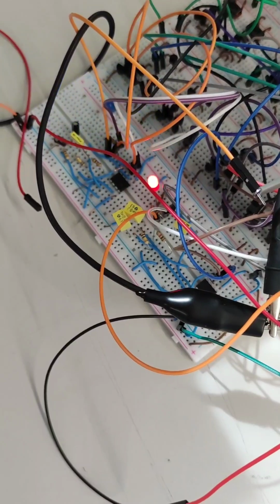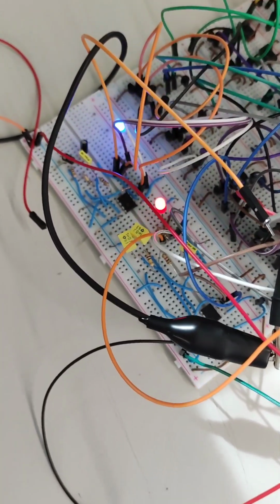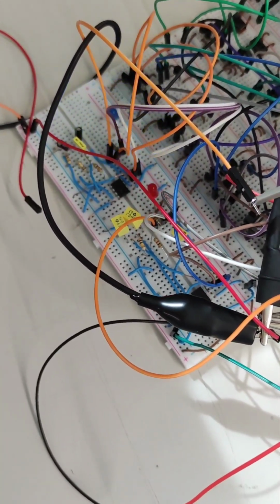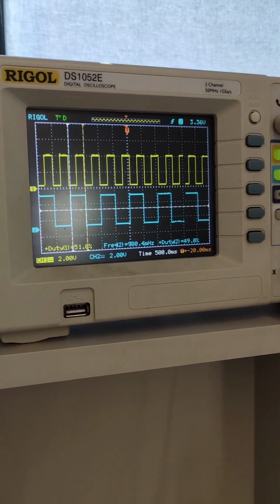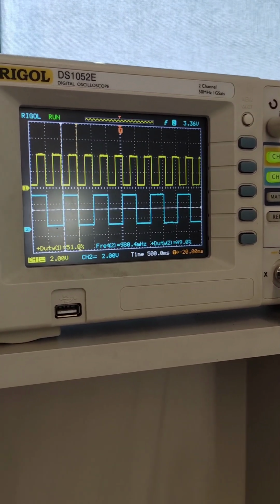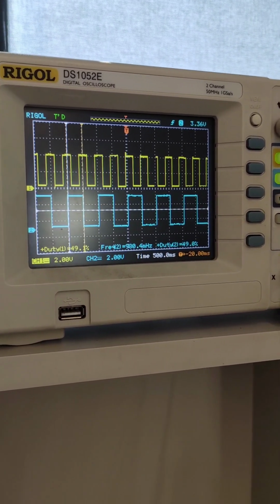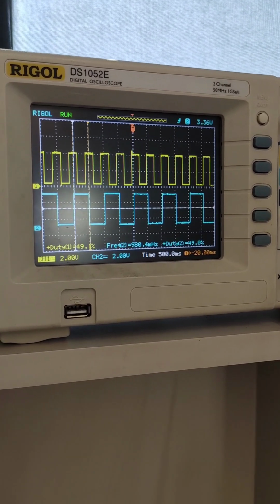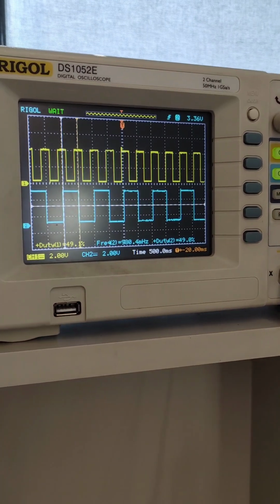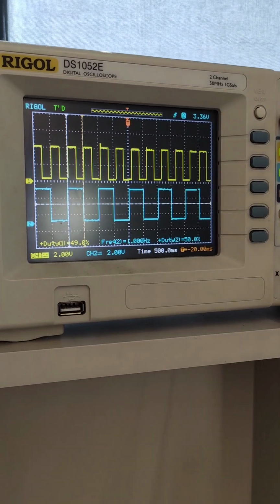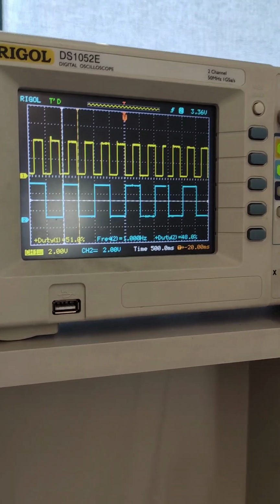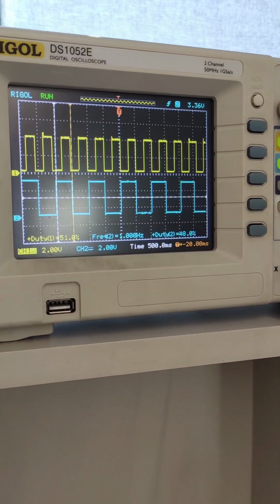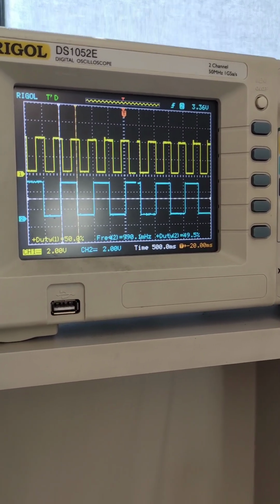Now we connect the outputs of both of these circuits to the oscilloscope probes and examine their graphs on the oscilloscope. The graph is as seen. The yellow graph above is the graph of the A1 circuit. In other words, it is the graph of the one that produces a frequency of 2 Hz. The blue graph below is the graph of the A0 circuit. This is the one with a frequency of 1 Hz. The values are also written on the screen.